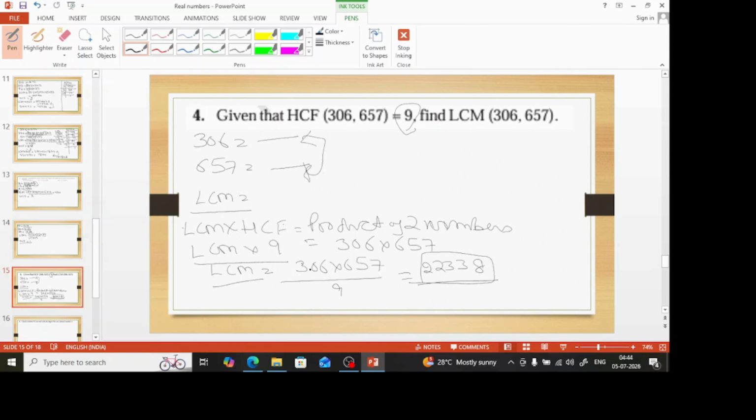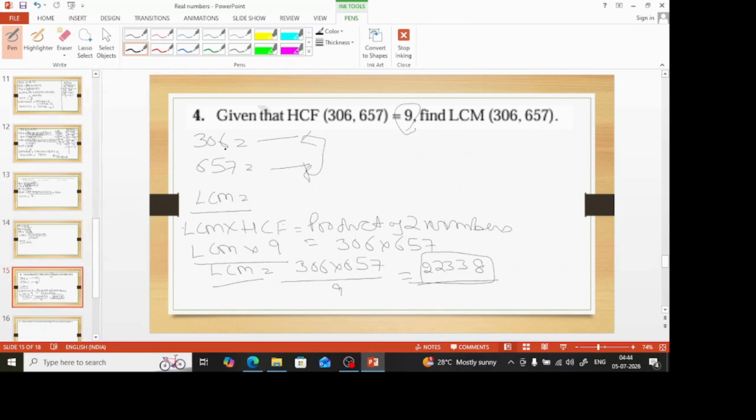You can solve 306 into 657 divided by 9, or you can divide 306 by 9 first, and whatever result we get, we can multiply it with 657. I repeat here once again. In this question, we are given 306 and 657. These are the two numbers.